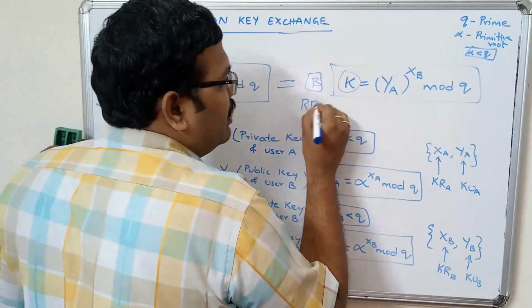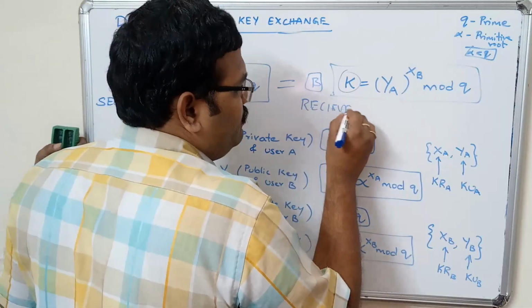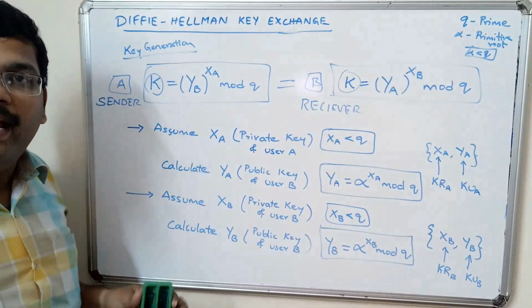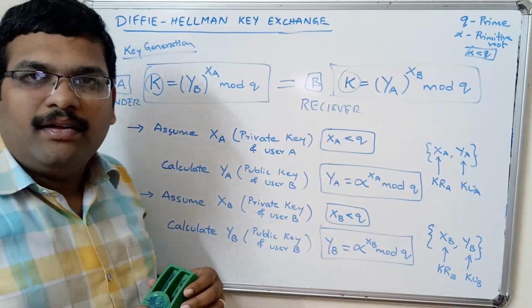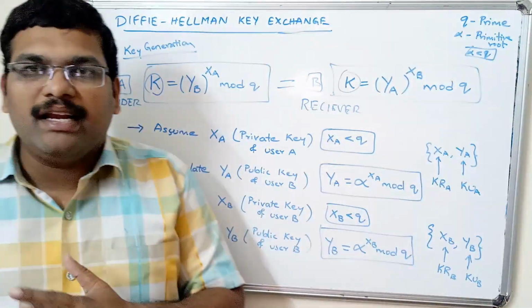Here B means receiver side. Sender side and receiver side. So hope you understood this algorithm.